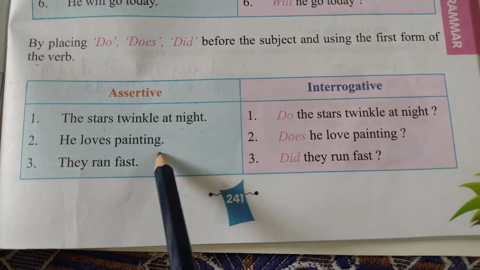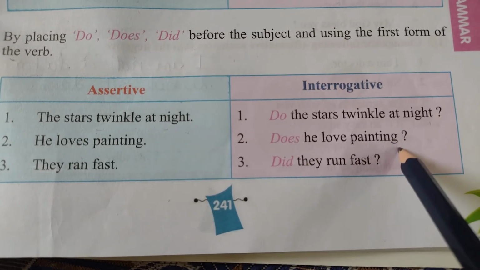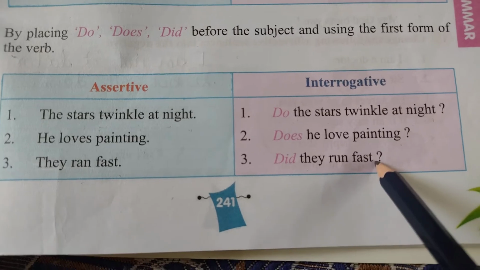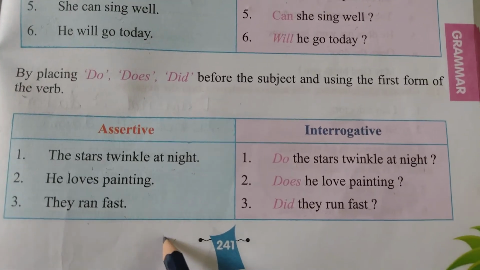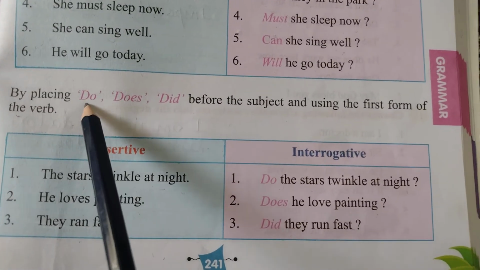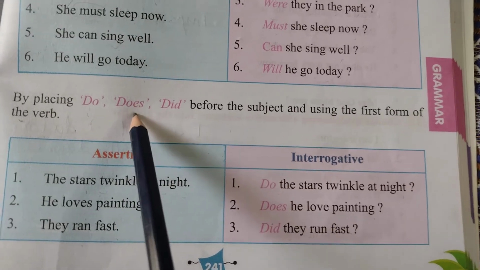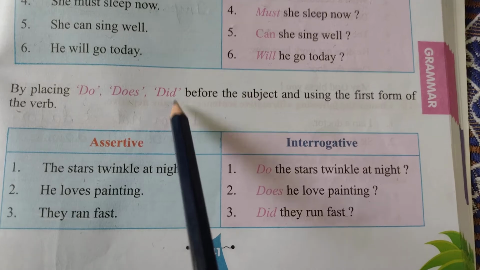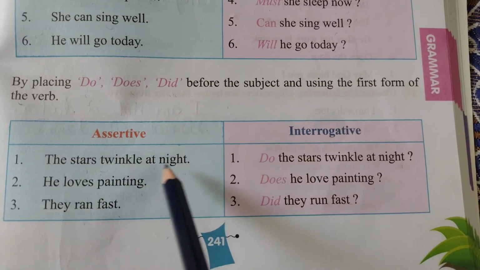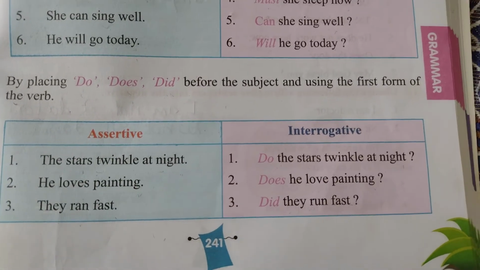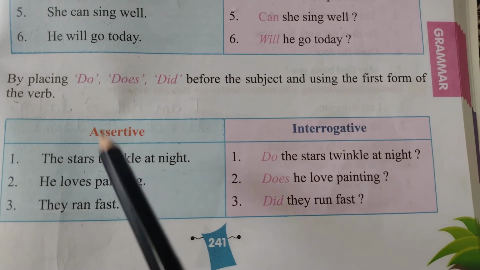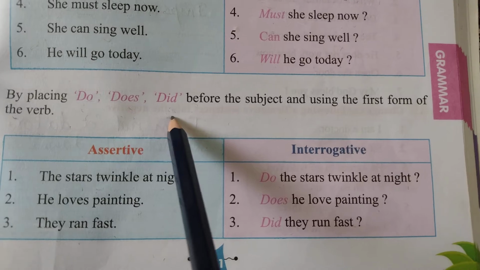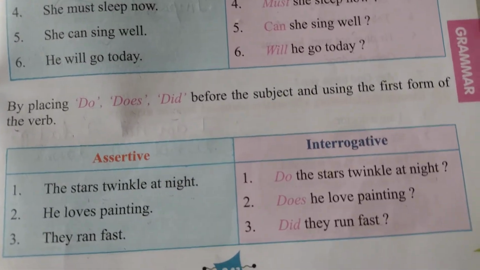He loves painting. Does he love painting? They ran fast. Did they run fast? It's the past tense. This is the future tense. This is the present, and did is used when it is in the past. So keep it in mind, children, when you are questioning in the past tense or the present tense or the future tense, you have to use these three words. Okay, now turn the page.